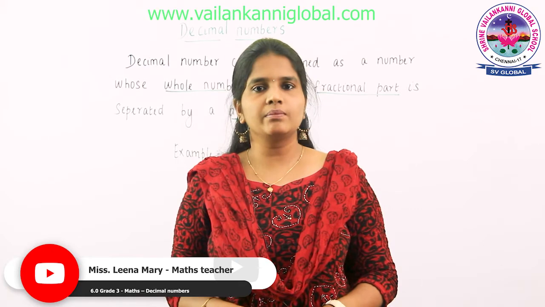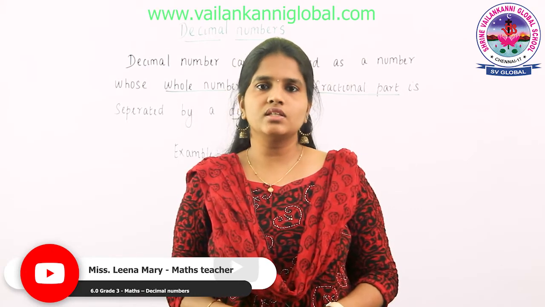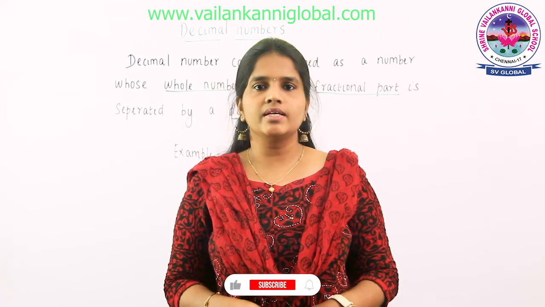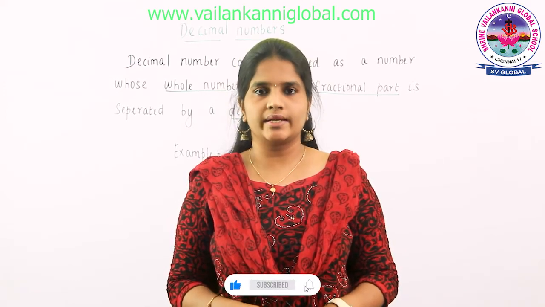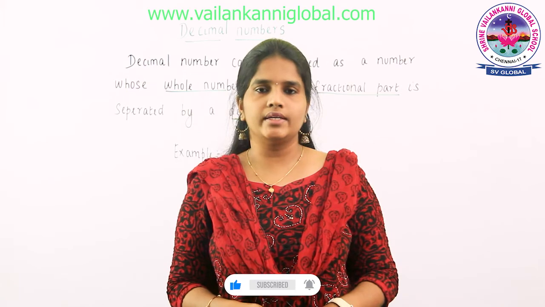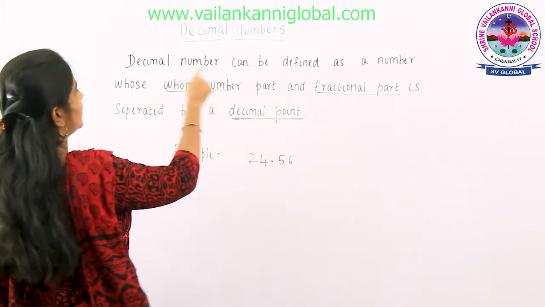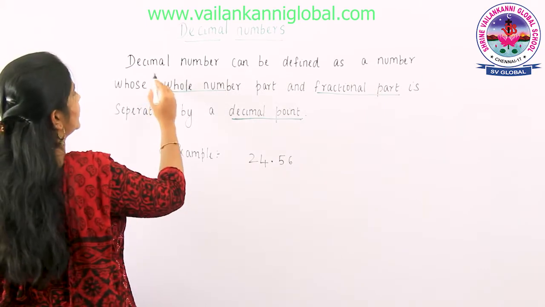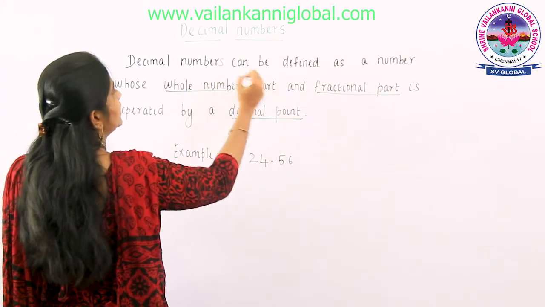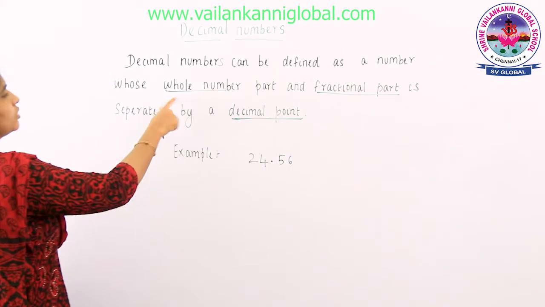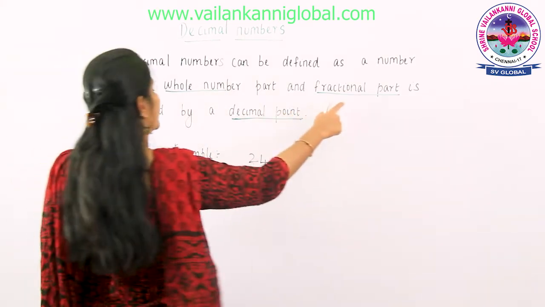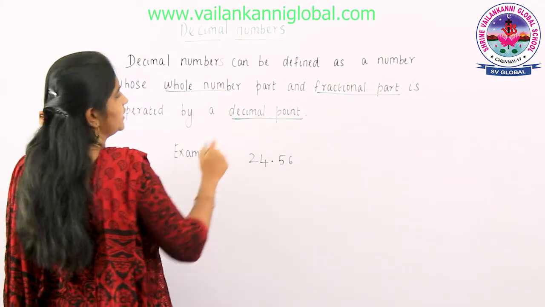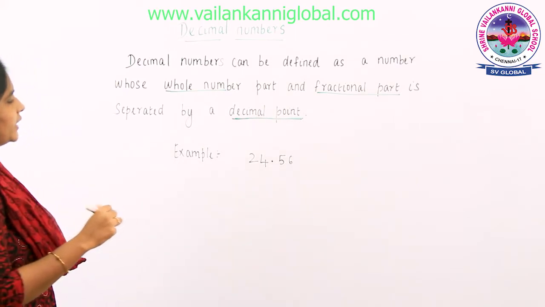Numbers can be classified as natural numbers, whole numbers, rational numbers and so on. Same way decimal numbers also belong to this category. So let's learn in detail about the decimal numbers. So here we have the definition for decimal numbers. Decimal numbers can be defined as a number whose whole number part and fractional part are separated by a decimal point. So let's see with an example.